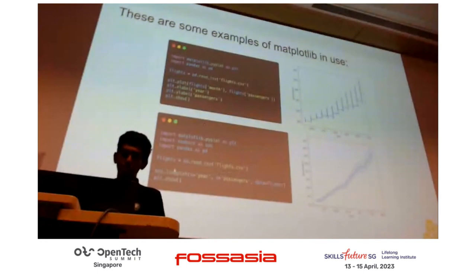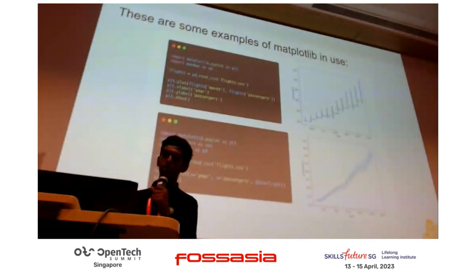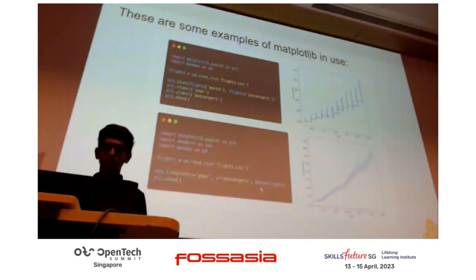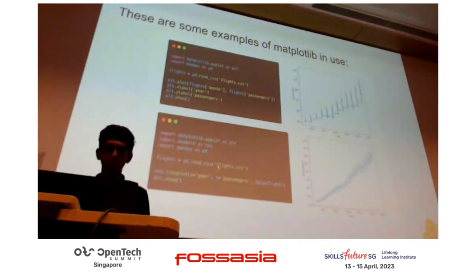Similarly, we can also make a line plot here, in which you pass in x, the year column of the flights CSV, on the x-axis, and on your y-axis, you pass in the passengers column of your flights CSV. Of course, here you have to specify your data goes to flights in order to know which data you're referring to, and plt.show to show the plot, which is here.